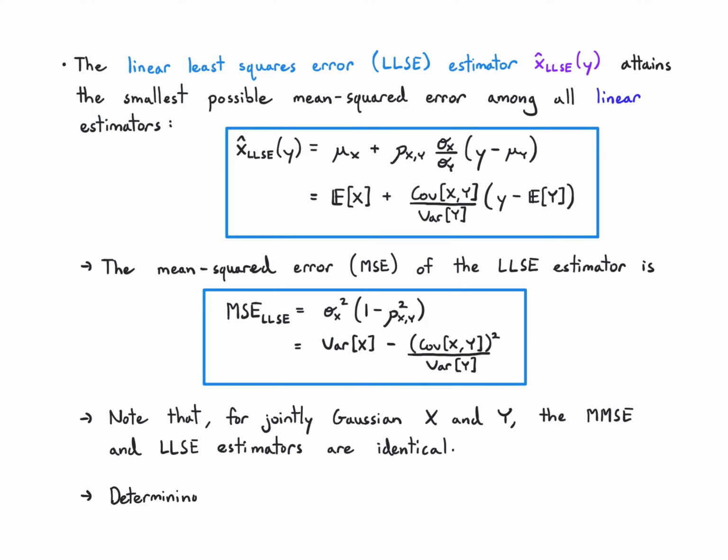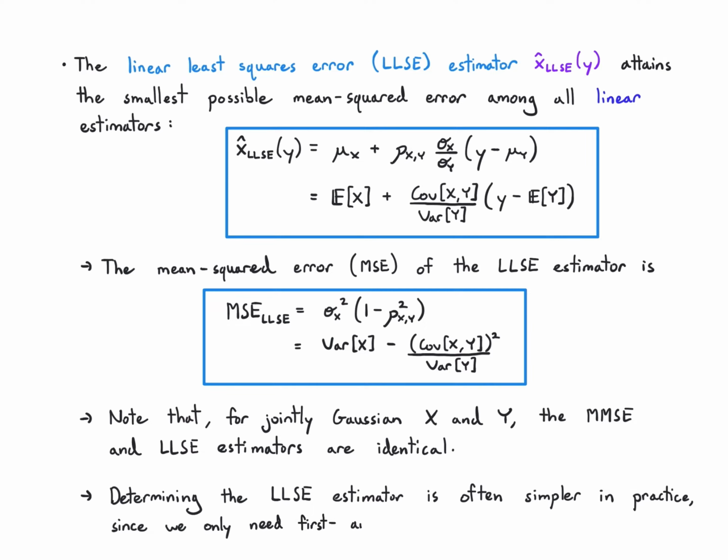The other reason we prefer this is that in practice, it's often easier to work out what this estimator is because we only need to collect first and second order statistics. By that, I mean the sample mean, the sample variance, and the sample covariance. We'll see a bit more about that soon. Let's think about some of the basic properties just to have an overview.